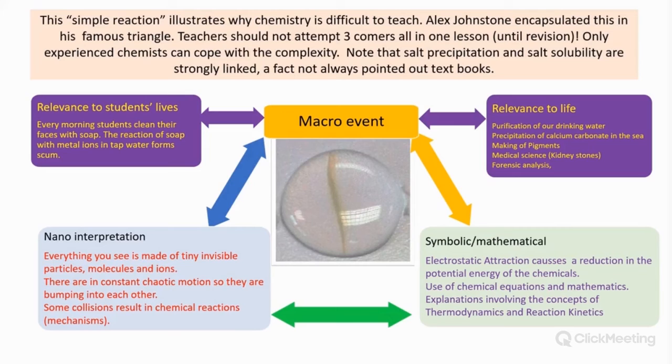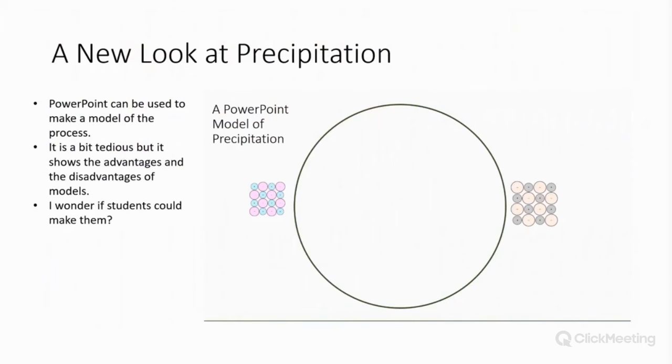to students' lives. And we come across precipitation in the purification of our drinking water, precipitation of calcium carbonate in the sea, making pigments, medical science, you can get kidney stones, and every morning students will wash themselves in soap and form a precipitate in the water. So we could look at that sort of thing.